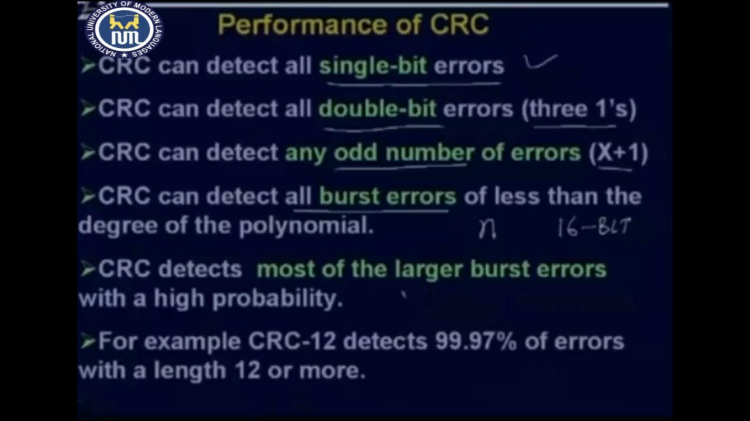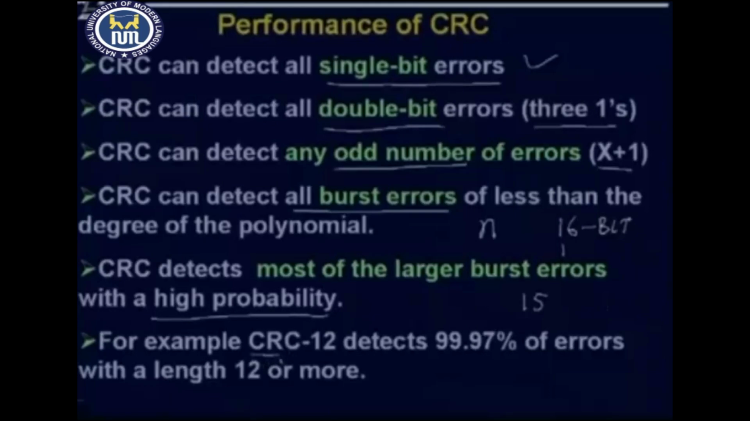Similarly, we can find most of the large burst errors, that means up to 15 bits. When the polynomial is of degree 16-bit, we can detect at least 15, then the number of burst errors more than 15 bits can also be detected. In other words, most of the larger burst errors more than 15 bits can also be detected with a high probability.